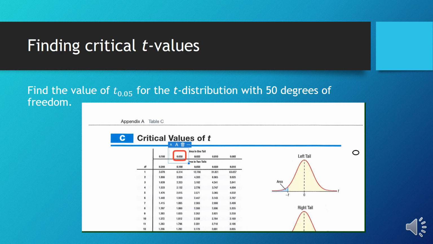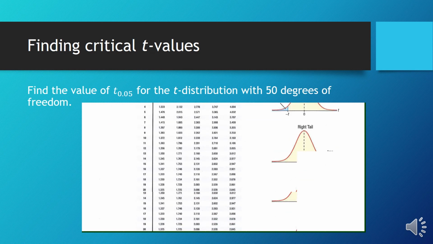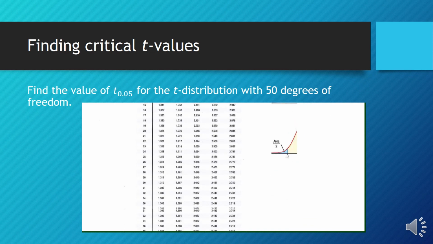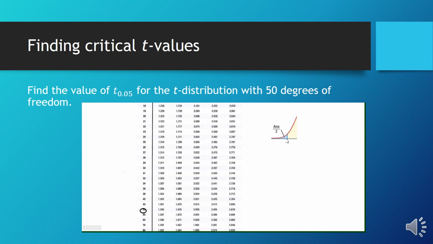It says find the value of t sub 0.05 for the t-distribution with 50 degrees of freedom. The way they have it indicated here, we have t sub 0.05, so that's going to be the area in one tail. Now I have a little screen recording here to show you how to use the table to look up the critical T value.